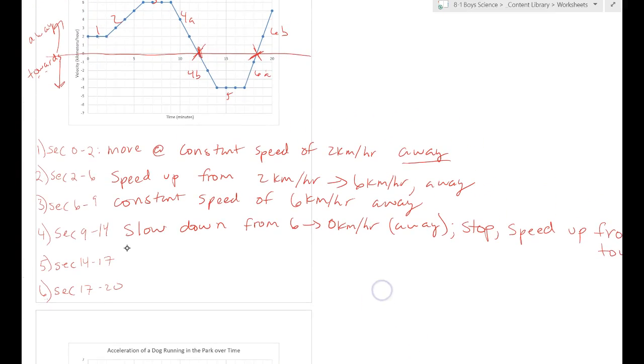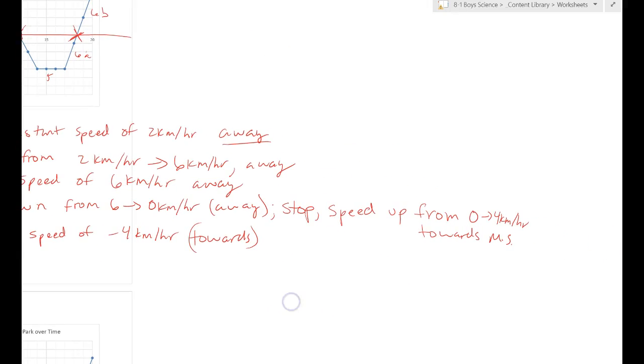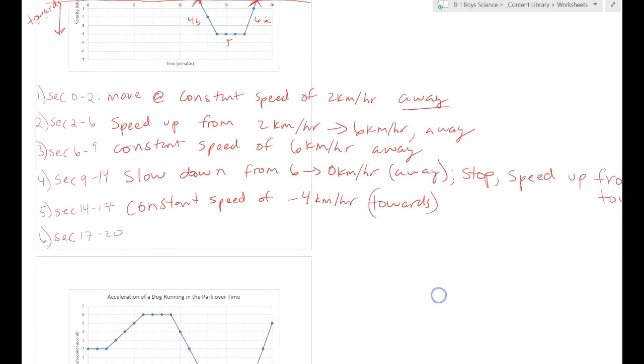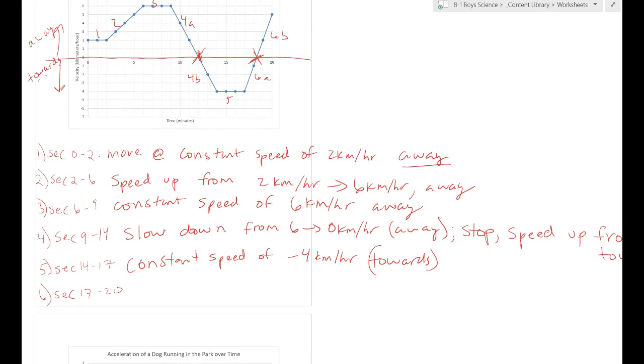Segment 5, constant speed, it's a flat line. Constant speed of negative 4 km per hour, which means I am going towards. I should have a negative sign right in here, shouldn't I? Come on, Kalman. Now in number 6, we've got a two-parter.